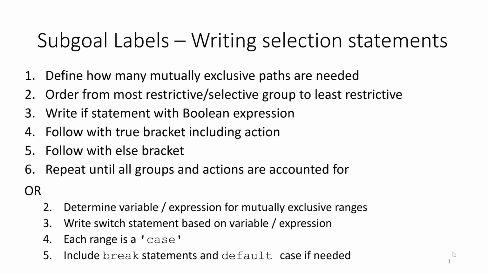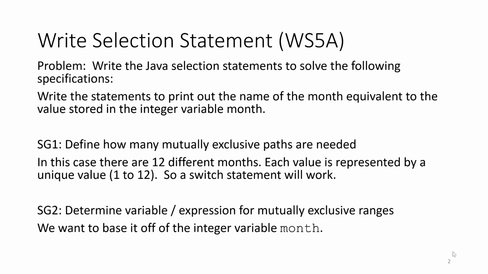Sub-goal labels for writing selection statements, Part 2. We have the same sub-goal labels that we had in the first. This time we're going to do a different worked example. Here's the problem. Write the Java selection statements to solve the following specifications.